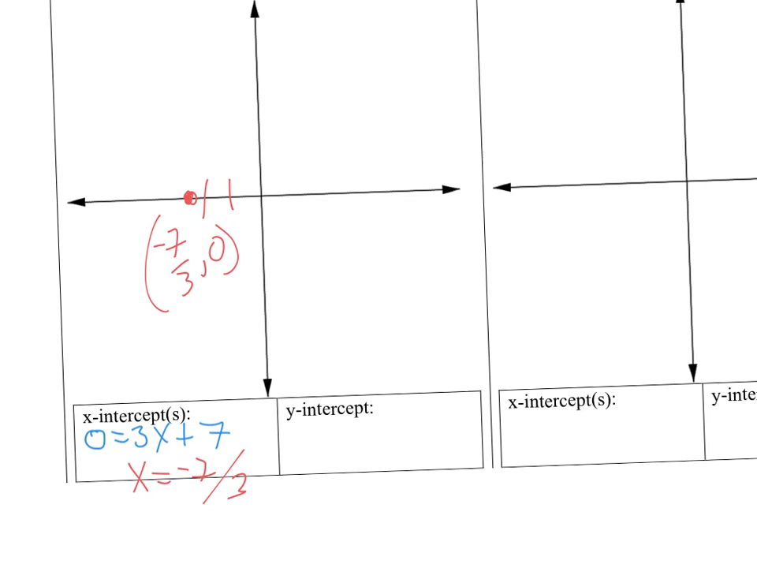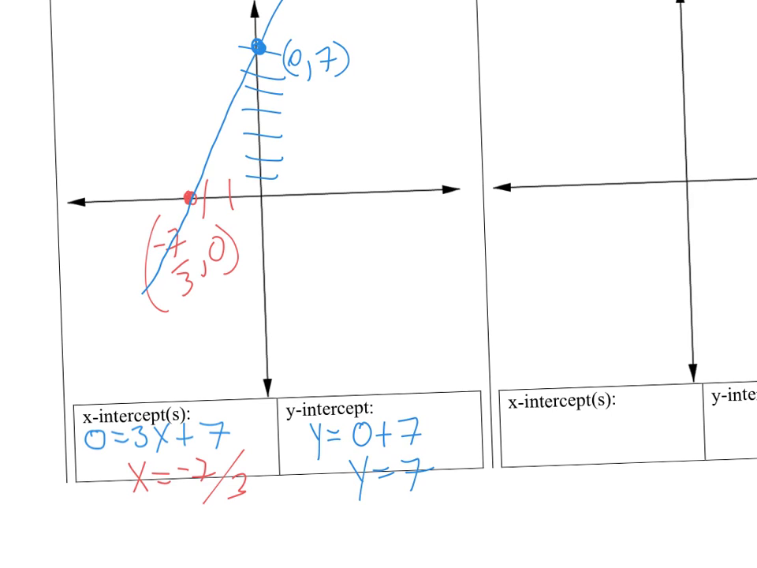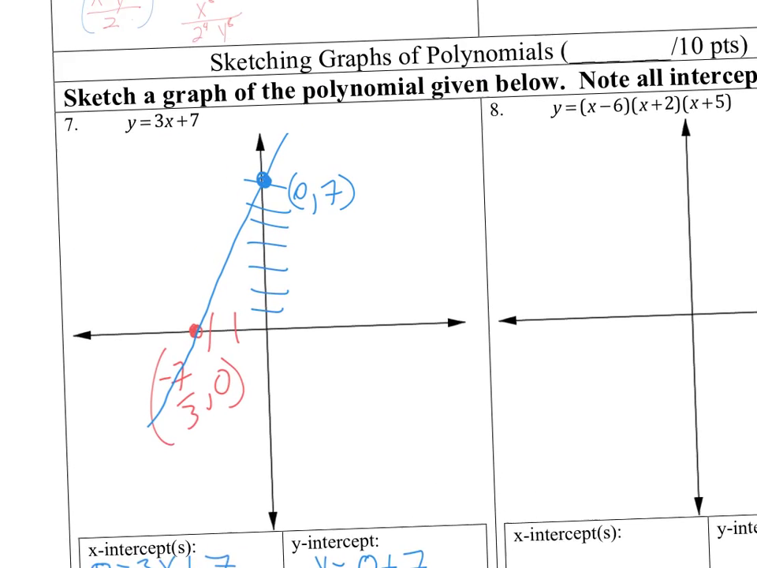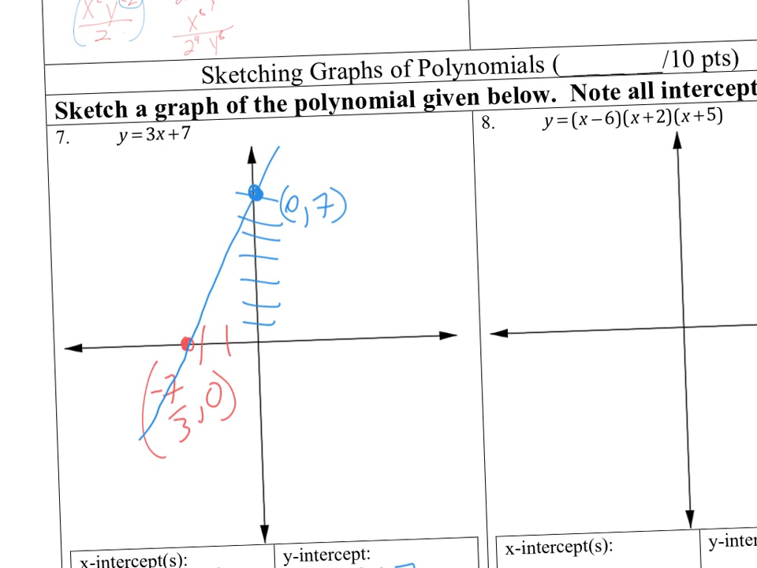My y-intercept I get by plugging in 0 for x. So y is equal to 3 times 0, 0 plus 7 is going to be 7. So 1, 2, 3, 4, 5, 6, 7. And that's going to be 0, comma 7. Let me draw that line through there. And we're done.